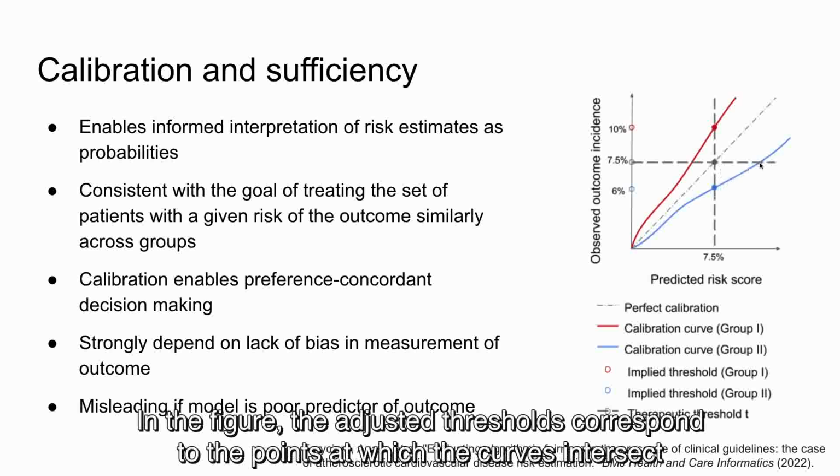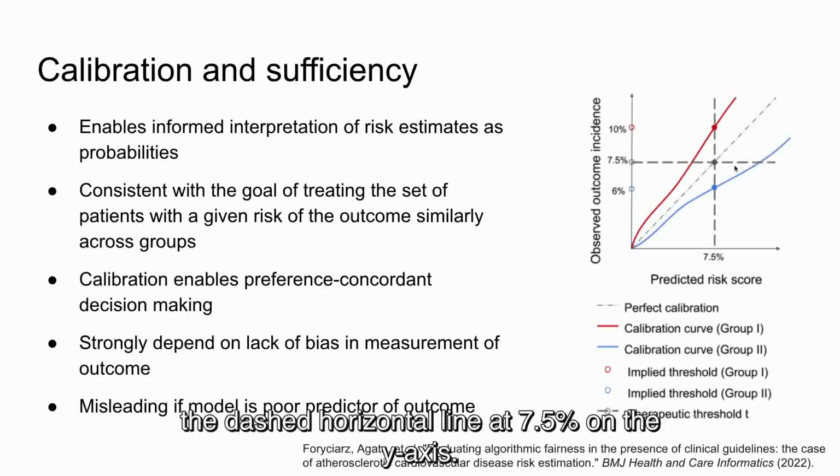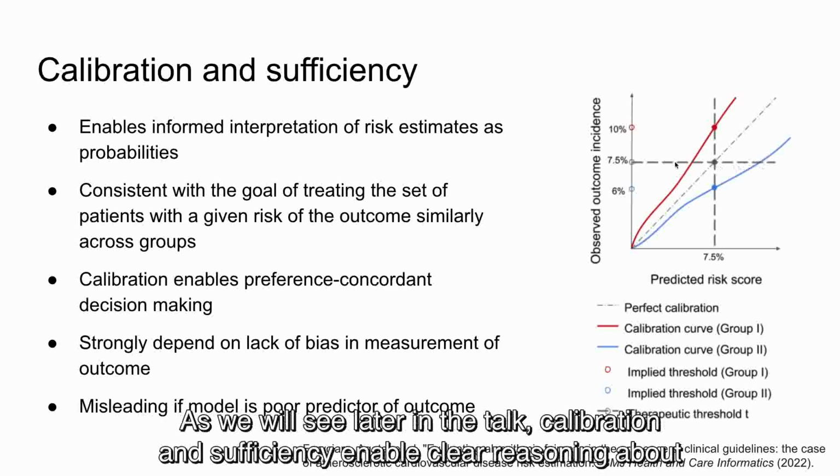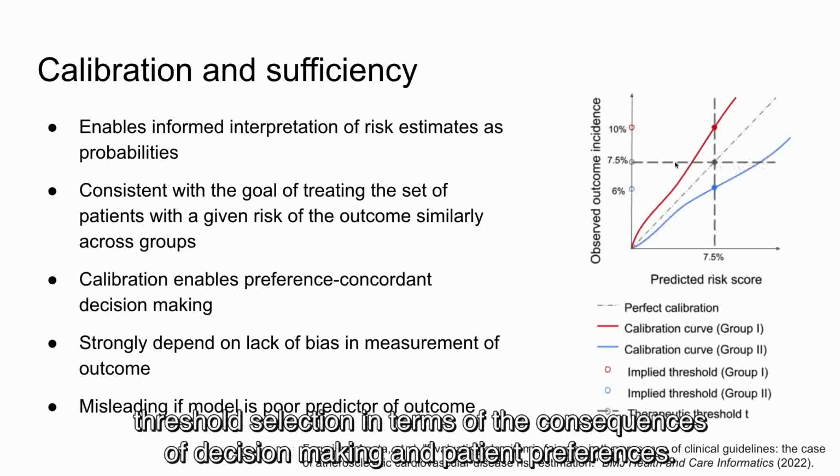In the figure, the adjusted thresholds correspond to the points at which the curve intersects the dashed horizontal line at 7.5 on the y-axis. As we'll see later in the talk, calibration and sufficiency enable clear reasoning about threshold selection in terms of the consequences of decision-making and patient preference.